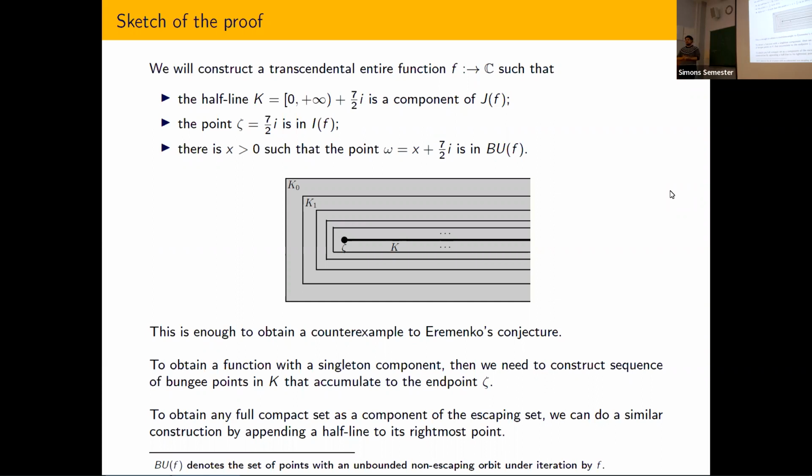No questions? Yeah, I struggle to imagine this. This point is straight to the left, right? But then you know that when you take the closure, the connected components of the closure of the escaping set are unbounded. So how does the component... I can draw.